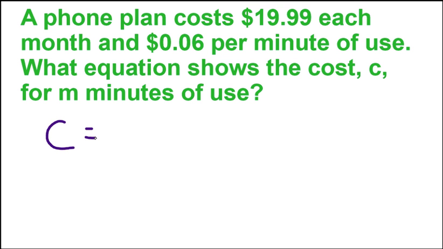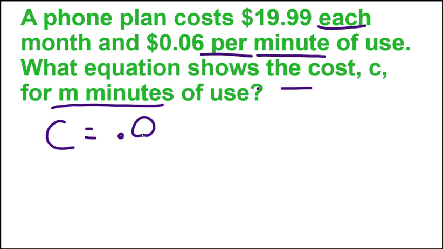In the past, I've said if we see each, every, or per, that means we're multiplying. The problem with this one is we've got both of those words, and only one of them is going to be multiplied. What's our other variable? M what? Minutes. So since we got m minutes, which one do you think that's being multiplied by? The $19.99 or the 6 cents? The 6 cents, because they are per minute. So that means the minute goes with that.